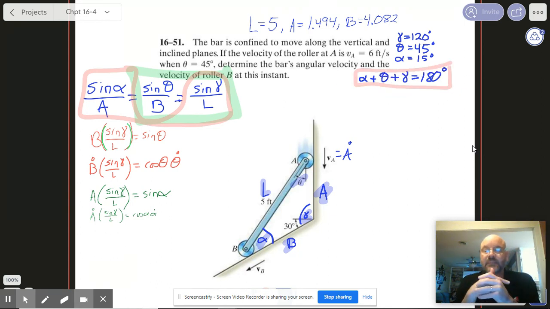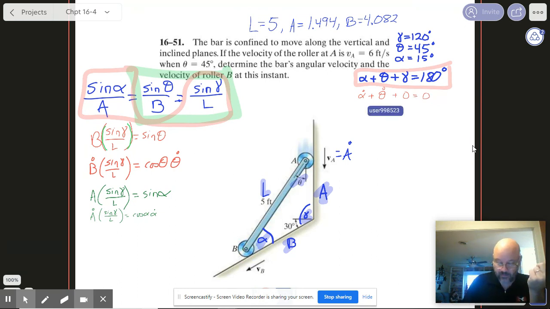This guy. So let's take derivatives there. Let's just see what happens. Maybe we'll get lucky with something. All right, so if I start taking derivatives, I get alpha dot plus theta dot plus 0 is equal to 0. And that tells me that alpha dot is negative theta dot.